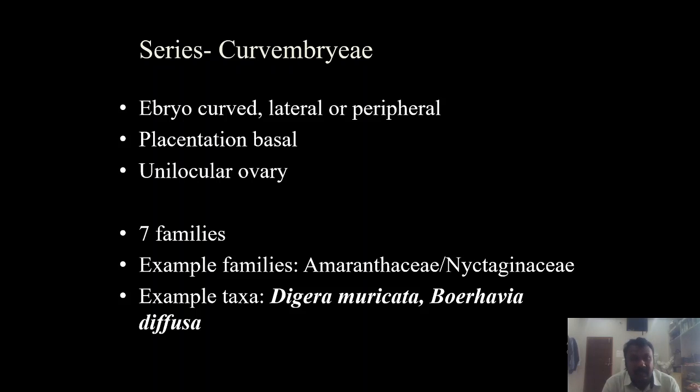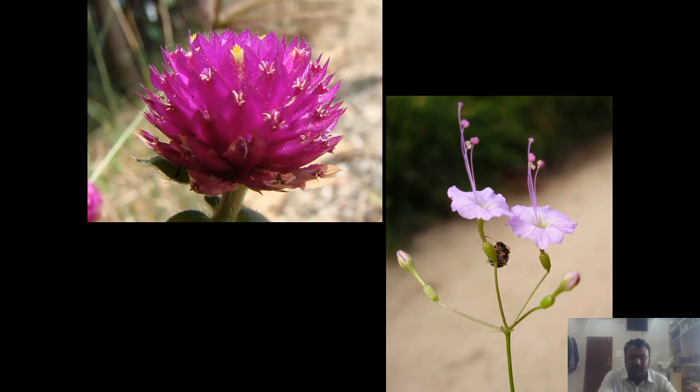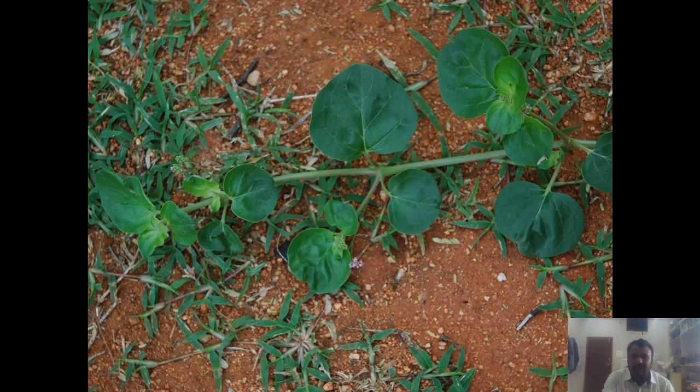7 families were recognized in the series Caryophyllinae. There are no orders here. Amaranthaceae and Nyctaginaceae are the examples. Digera muricata and then Boerhavia diffusa are the examples. This is another example, Gomphrena globosa, and then Commicarpus chinensis. Boerhavia diffusa.